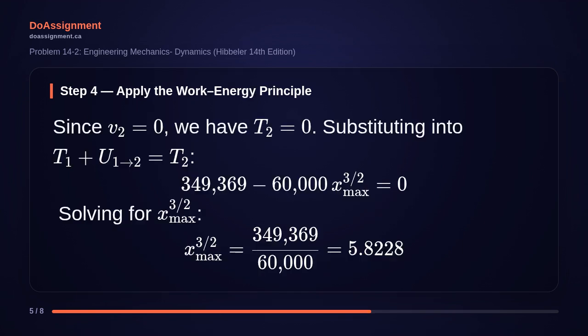At maximum penetration, the car has stopped, so the final kinetic energy T2 equals 0. Substituting into the work energy equation, we get 349,369 minus 60,000 times x max to the 3/2 equals 0. Solving for x max to the 3/2, we divide 349,369 by 60,000 to get approximately 5.8228.